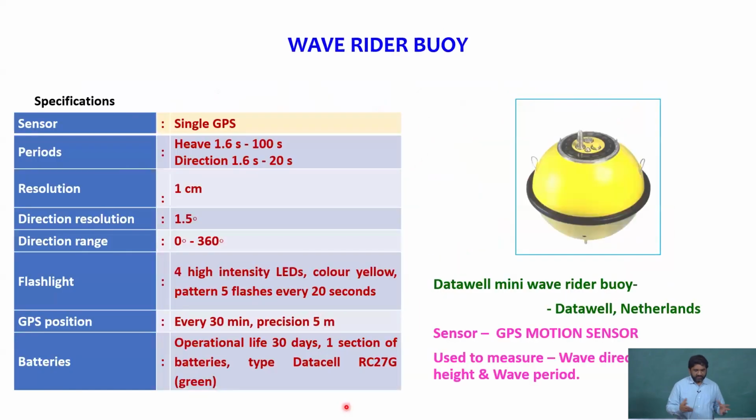So, this is a typical wave rider buoy. When we deploy this floating in the sea, it moves along with the wave and is able to measure how much it rises and falls, and similarly the direction from which the wave is coming. All this data you can store inside, like a USB memory, or it can be transmitted also.